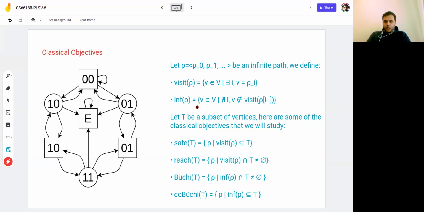And one way to define this formally is as follows. You can basically say that this is the set of all vertices in V such that there is no index i such that if we look at the postfix starting from i and going to infinity, it does not visit V. So the idea is that after each index i, there is another index where we have visited the vertex V. So the vertex V has been visited infinitely many times.